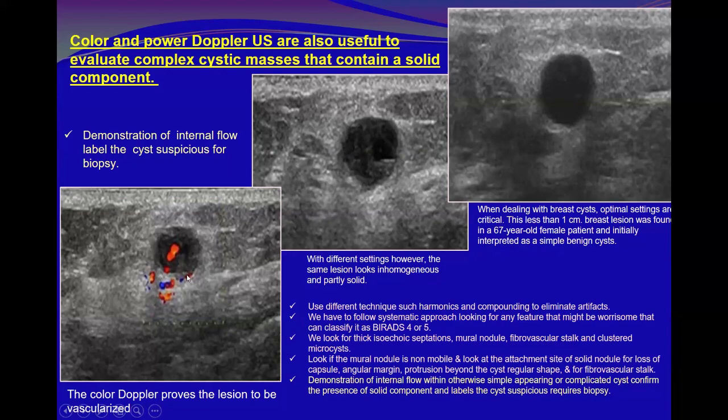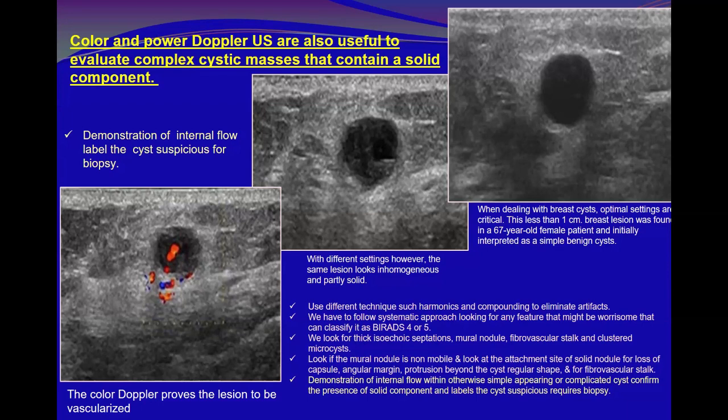And Doppler confirms the vascularity of the fibrovascular stalk. So in such cases, we need to use Doppler in complex cystic solid masses, looking for a fibrovascular stalk and to exclude a soft tissue component in a complex or clustered cyst. So if we have a cyst like this, it's not a very typical simple cyst. We have to adjust our techniques to make sure, looking for any thick septations, any mural nodules, or fibrovascular stalks, looking for clustered microcysts.